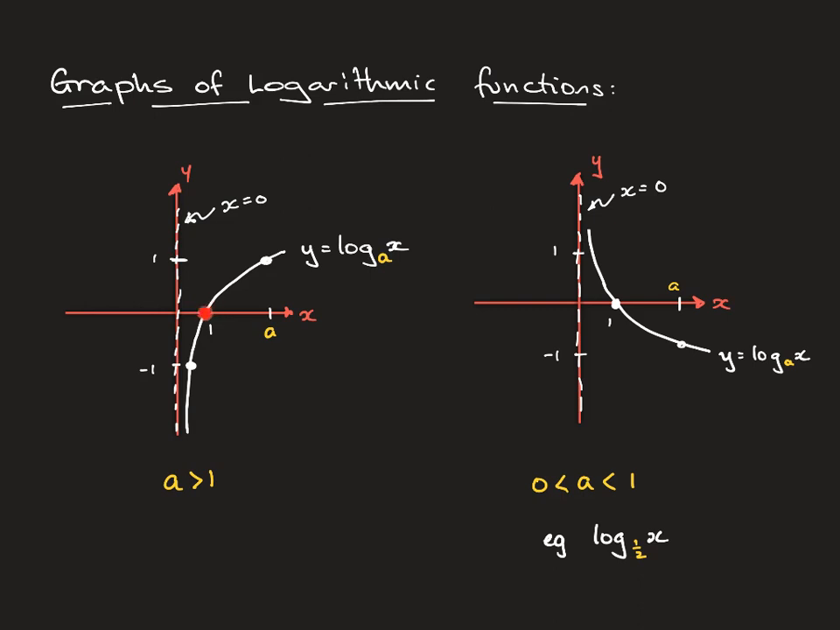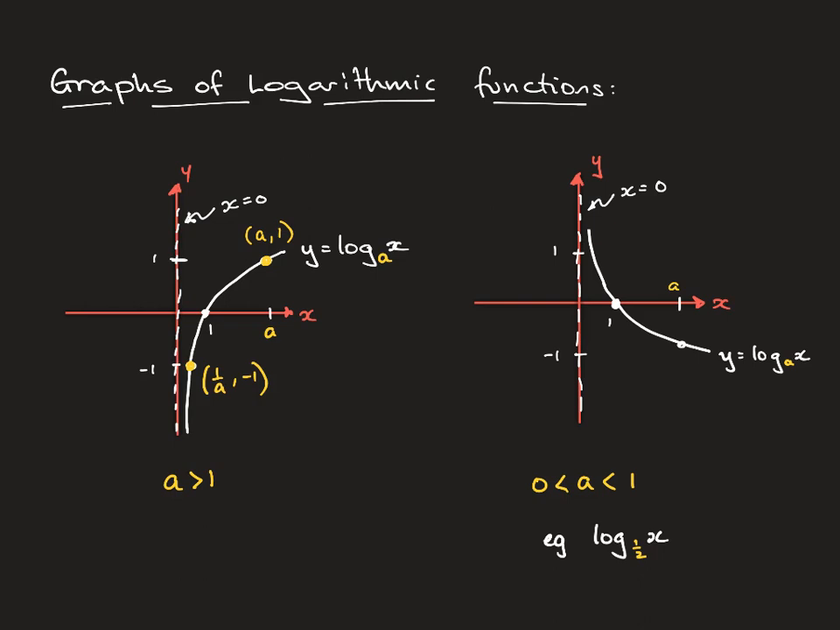It passes through the point (1, 0), so it has an x-intercept of 1, and when y is equal to 1, the x value is in fact a. So that point here has coordinates (a, 1), and the point down here has coordinates (1/a, -1).